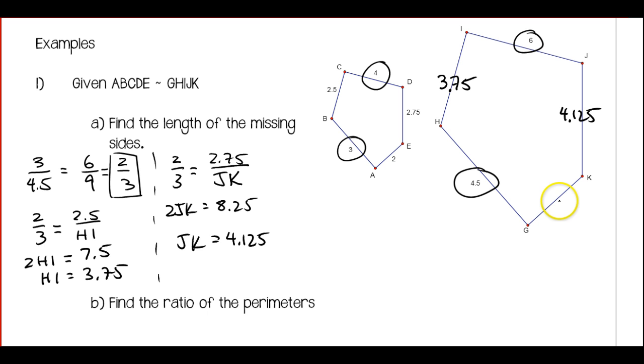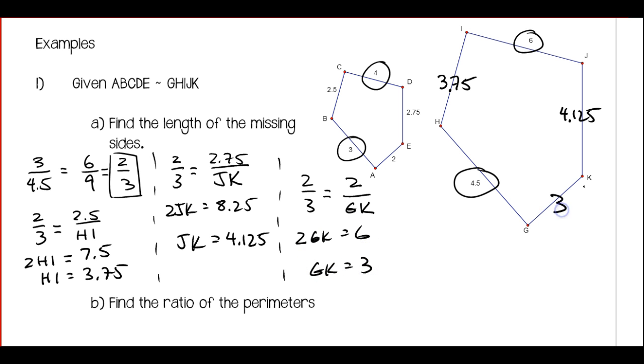And then I need the last side here. So again, 2 to 3 is the ratio of the polygons, and the corresponding side on the left is 2, and that corresponds to GK. So I have 2GK is equal to 6, which means that GK is equal to 3. So this side is 3.